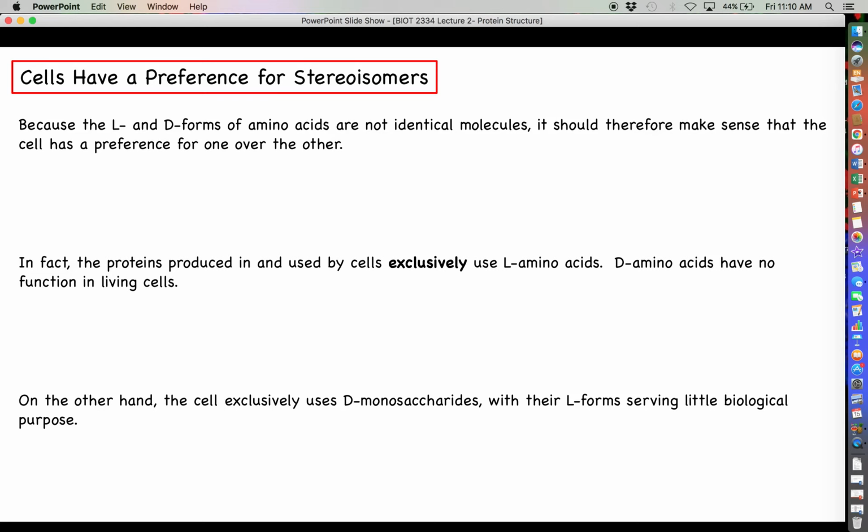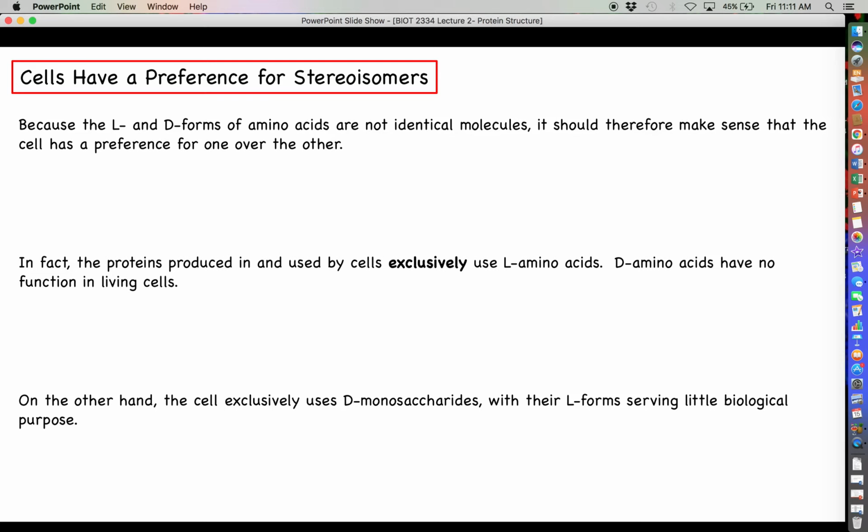The good news is that because the L and the D forms of these amino acids are not identical molecules, it probably makes some sense that the cell and the cell machinery has a preference for one over the other. As it turns out, proteins produced in the cell and proteins used by the cell are only going to use L amino acids. D amino acids really are not worth thinking about for us because living cells do not use D amino acids for much at all.